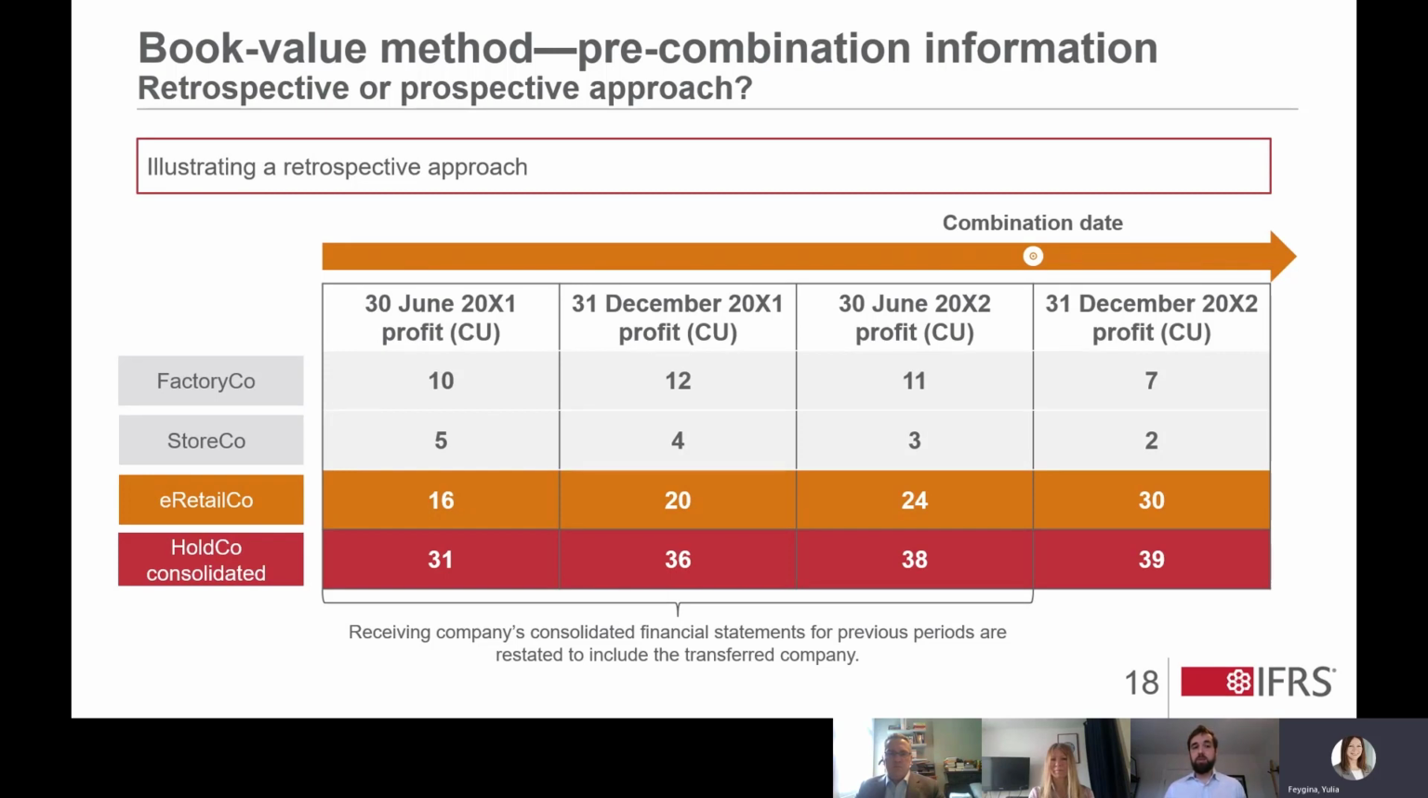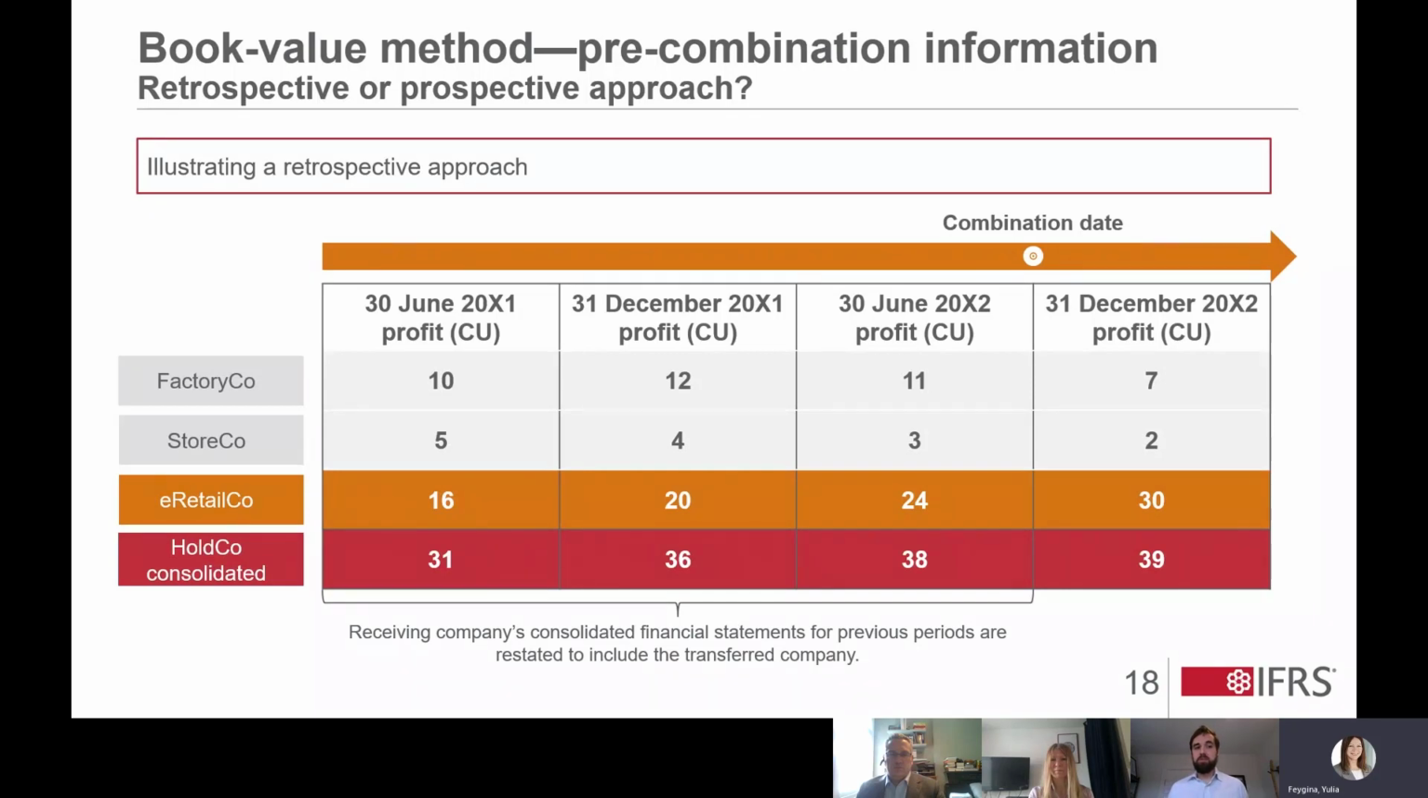In a retrospective approach, pre-combination information in the primary financial statements is provided about all combining companies. This means that the receiving company restates its pre-combination information to include the transferred company from the beginning of the earliest period presented. In the example on screen, applying a retrospective approach, Holdco would restate historical periods to include eRetailco's net income before the date of the combination. The first half of 20X2, before the combination, would be restated to 38, and the 20X1 figures would be restated too.